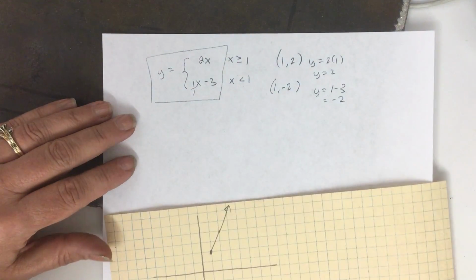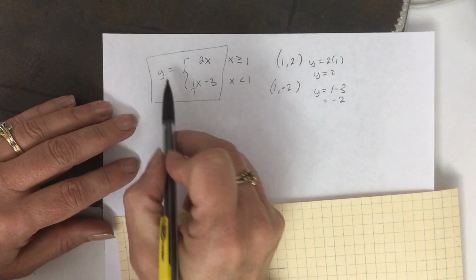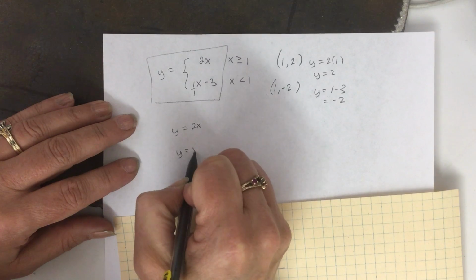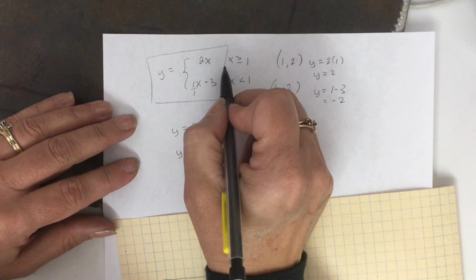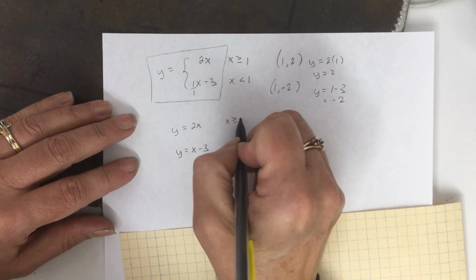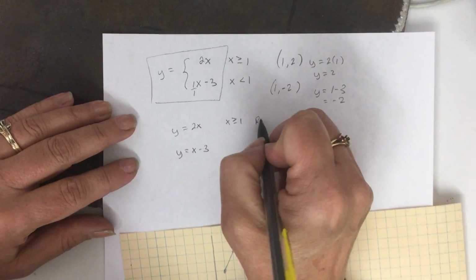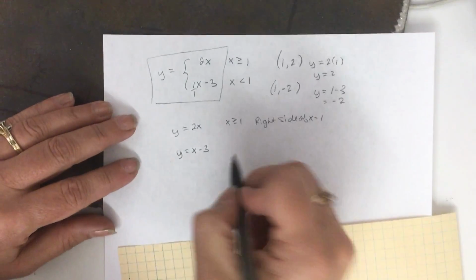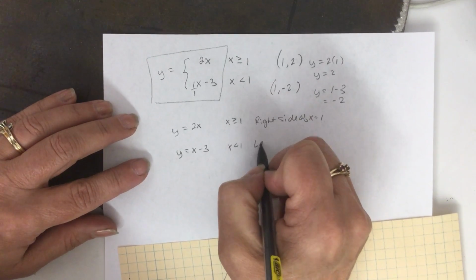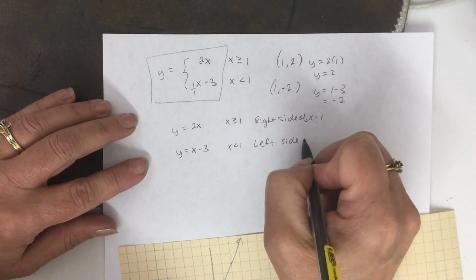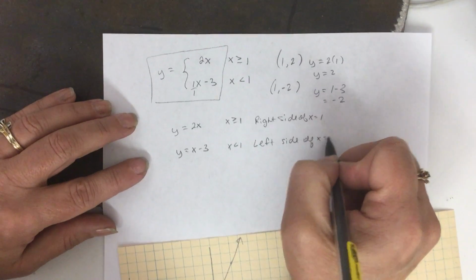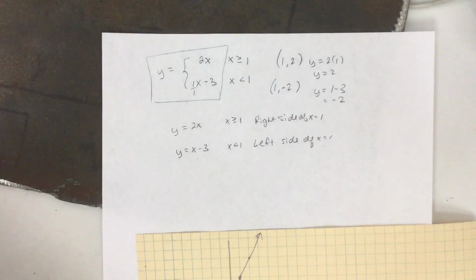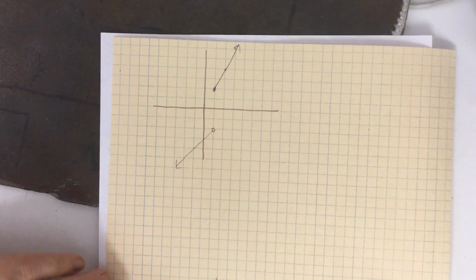So again, to translate what this means, if you have y equals that bracket, it basically means y equals 2x and y equals x minus 3. Then this tells you where to graph it. X greater than or equal to 1 means graph all of this on the right side of x equals 1. X is less than 1 means on the left side of x equals 1. So that's just what that means, okay? So it'll take some getting used to, but you can graph those lines.